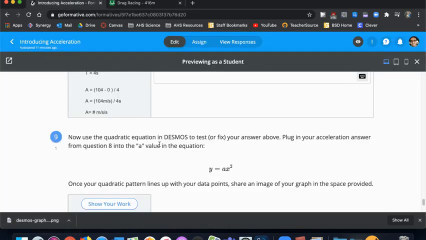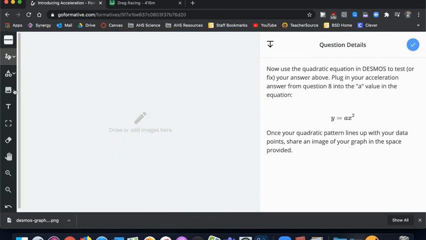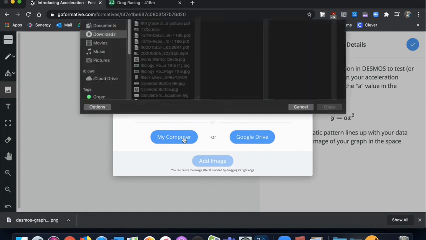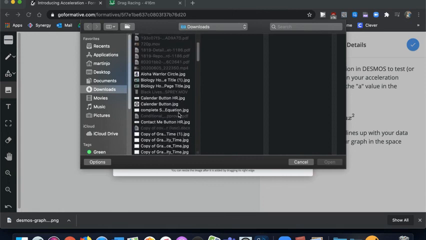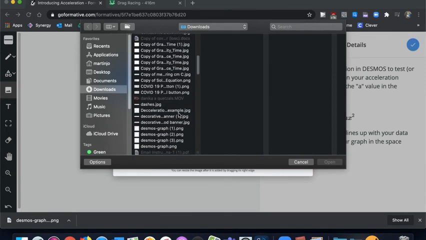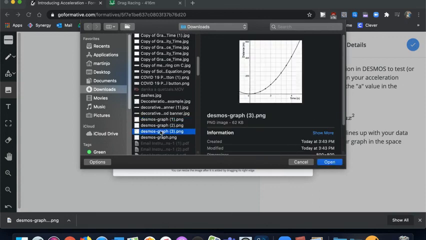Then I go back to Formative. I can click show your work. And on the left, you have this little image button. When I click on that, I can then upload an image from my computer or Google Drive. I know that the image I just did went to my downloads. And now that I've got 100 images in here, it should be called Desmos something. There it is. I believe that's the correct one.